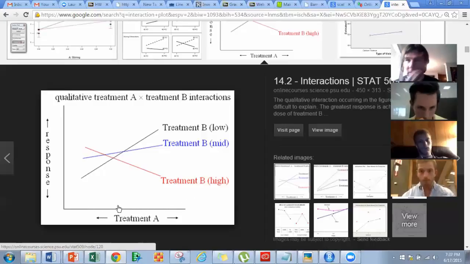Anyone can turn on their mic and talk. Feel free to just click the mic button and say it. What does it do to the response when we go from low to high on A?